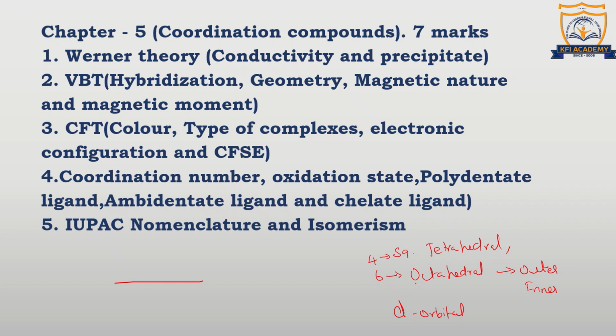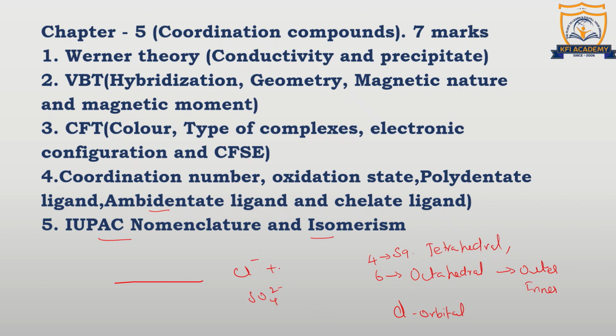Coordination number, oxidation state, what is an ambidentate ligand, and chelate ligand. If you know ambidentate ligand, you can surely study linkage isomerism, and you can write the IUPAC name. We can also expect some ionization isomerism. Ionization isomerism mostly will come from Cl minus and SO4 2 minus.